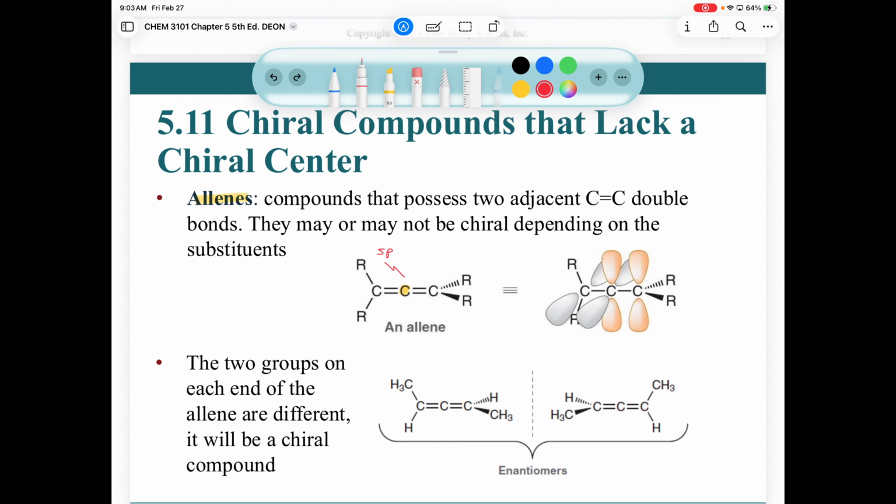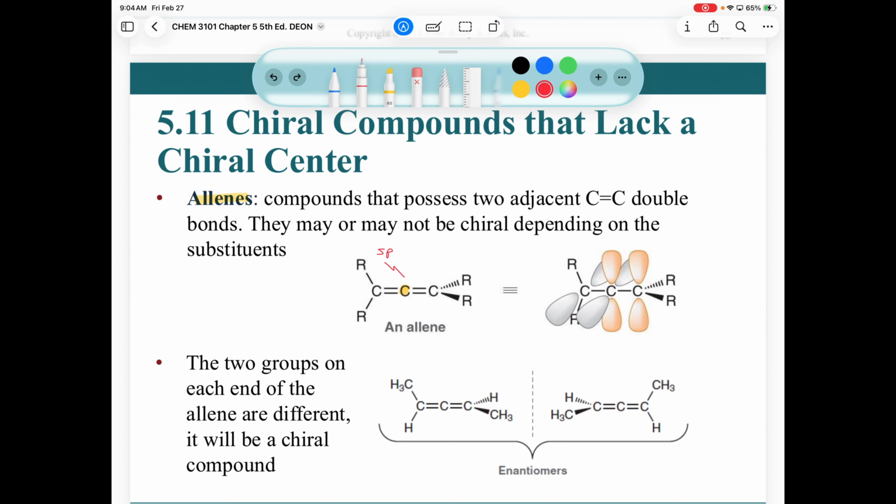And so allenes are compounds that possess two adjacent carbon-carbon double bonds. They may or may not be chiral depending on the substituents you have. So if we have a mirror plane, they're going to be achiral. If we don't have a mirror plane, then they're going to be chiral compounds. If the two groups on each end of the allene are different, it's going to be a chiral compound.